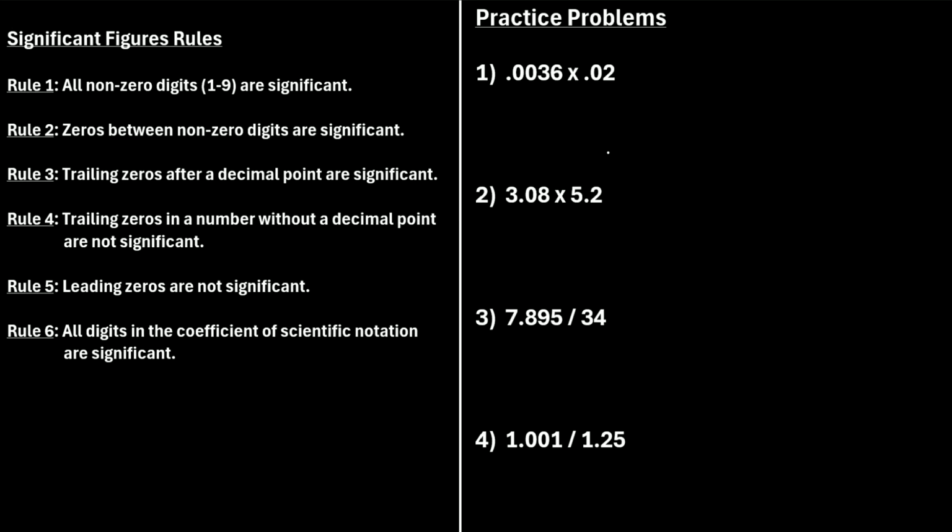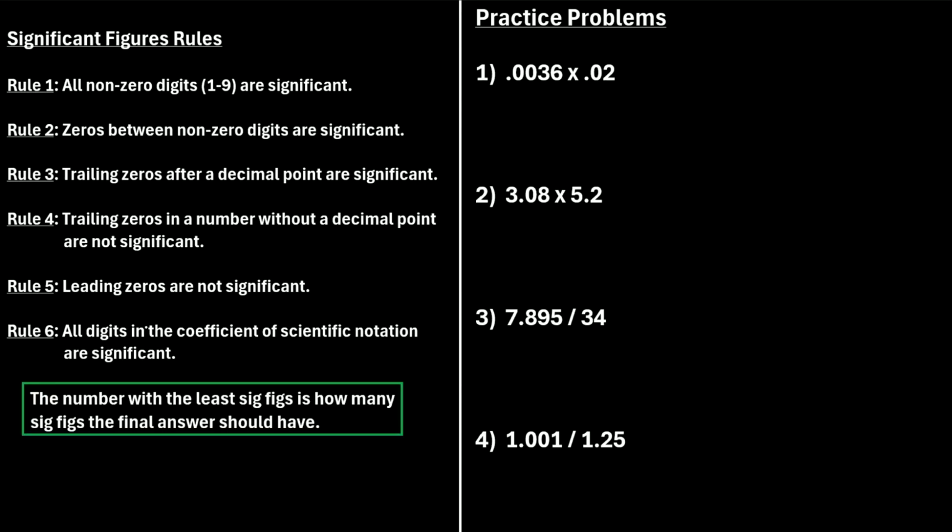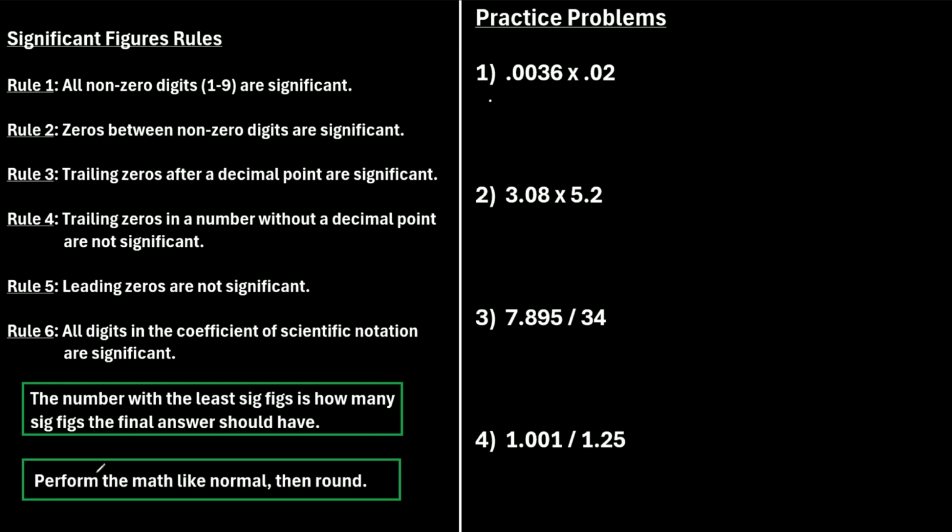Now, when we're doing these problems, here's what we need to know. The number with the least sig figs is how many sig figs the final answer should have. So when we're doing these types of problems, we're just going to perform the math like normal, and then afterwards we'll round to the correct number of significant figures. Okay, so let's jump into some practice problems.